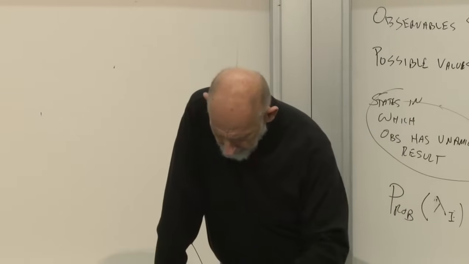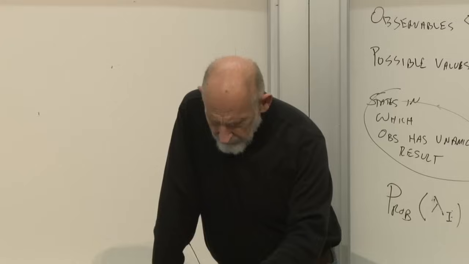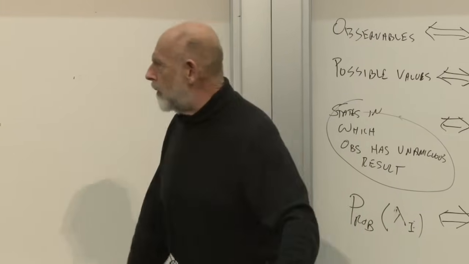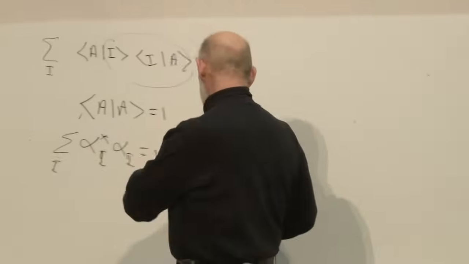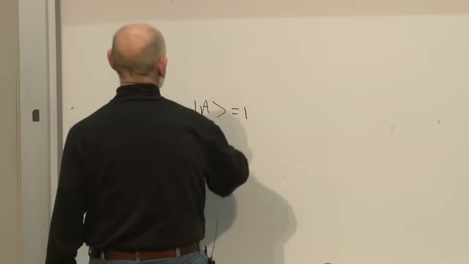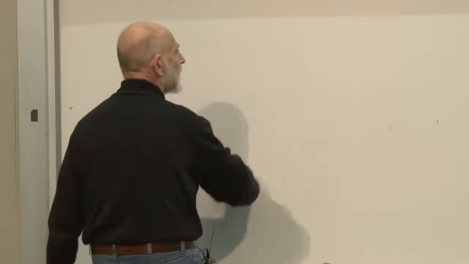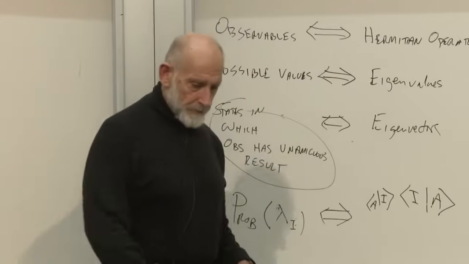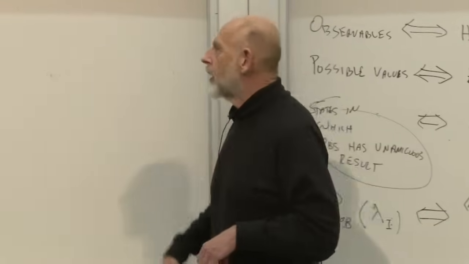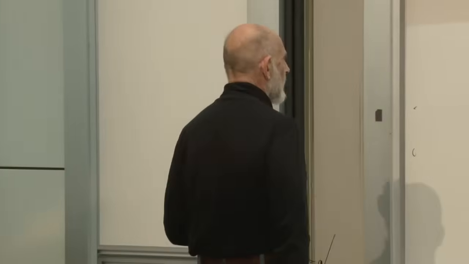Okay. Let's see if we can apply this to the spin system. You get a very general formulation, and now we want to try it out and see how it works. All right, so I want to start with the three observables, sigma x, sigma y, and sigma z, and see what I can learn about them.